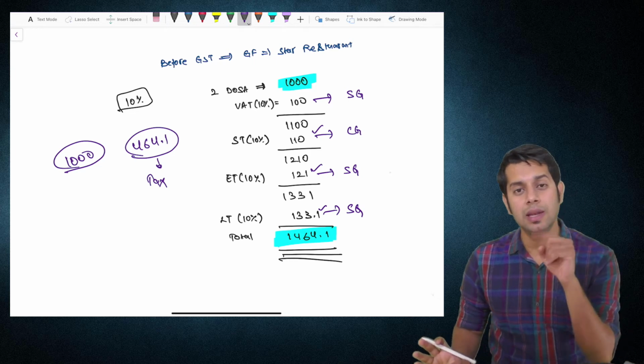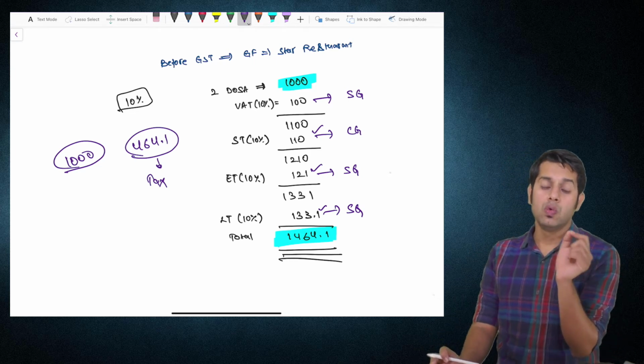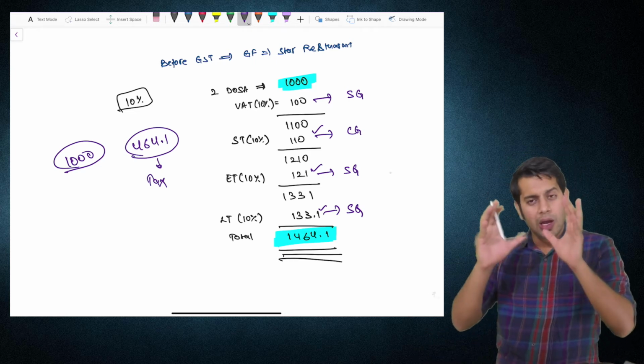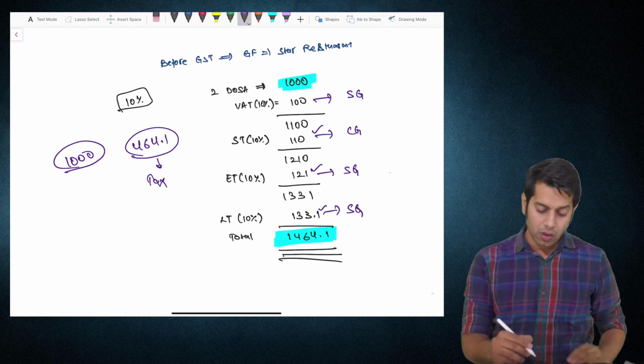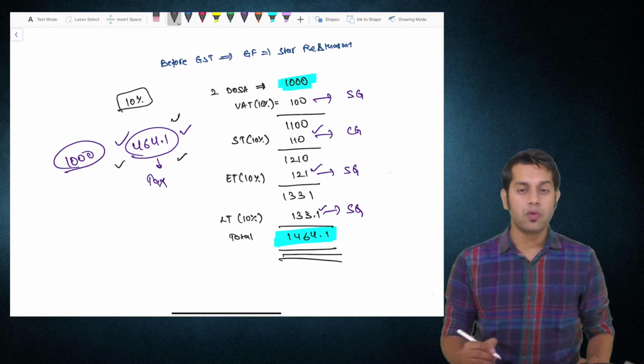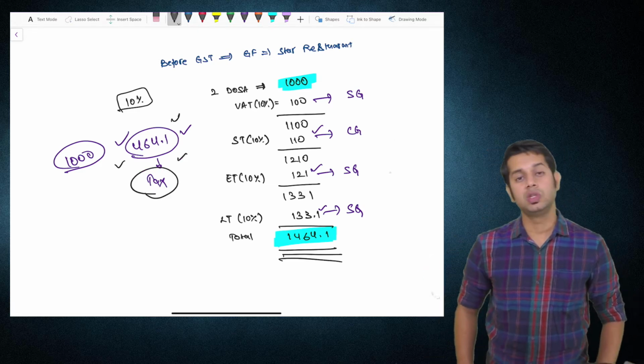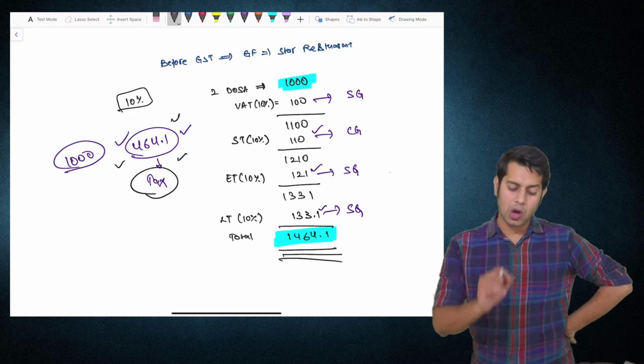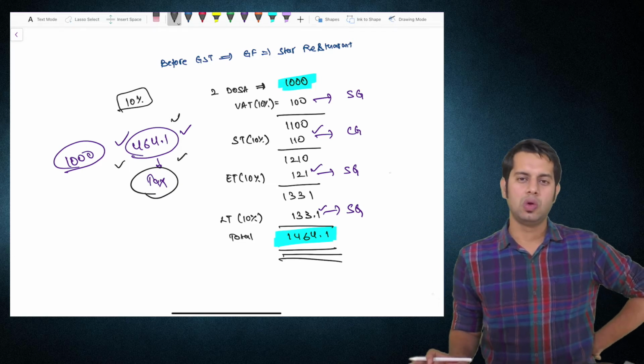Meaning, for a single product which was purchased by you, you were supposed to pay a lot of taxes. Now you paid an extra 464 rupees just as tax. You just paid 464.1 as tax to the government.